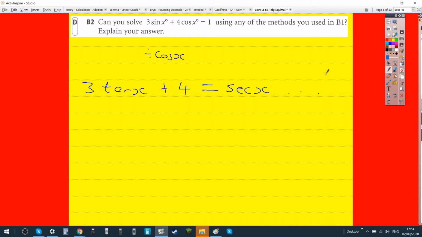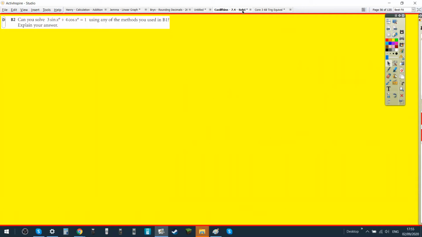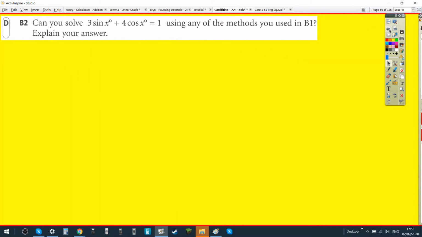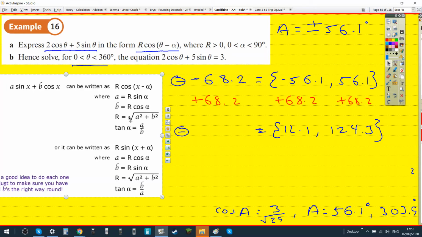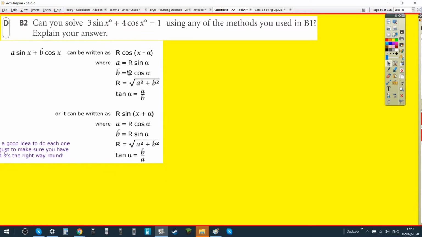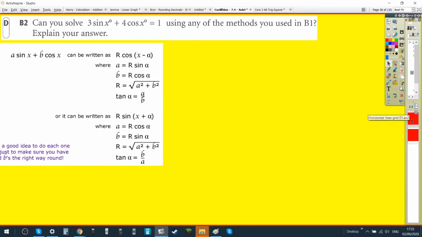Yes, remember this thing? Yeah. Okay, try it again. Okay, so do we do 3 squared plus 4 squared to get the r? Yep. So r equals 5. Yep.